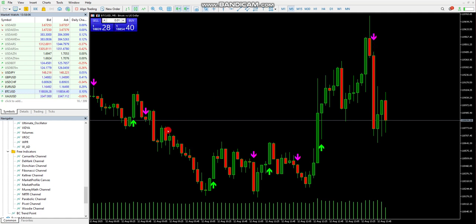For example, sell signal, trade now, buying signal, trade now, sell signal, buying signal, sell signal and buying signal. Okay, the scalping strategy is the best strategy of this boom crash strategy, MT5. Okay, this is MT5.